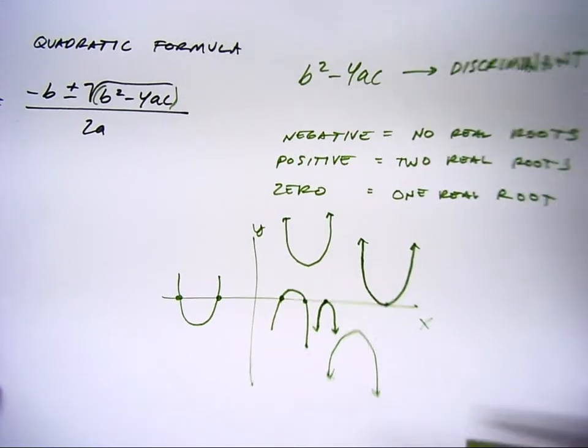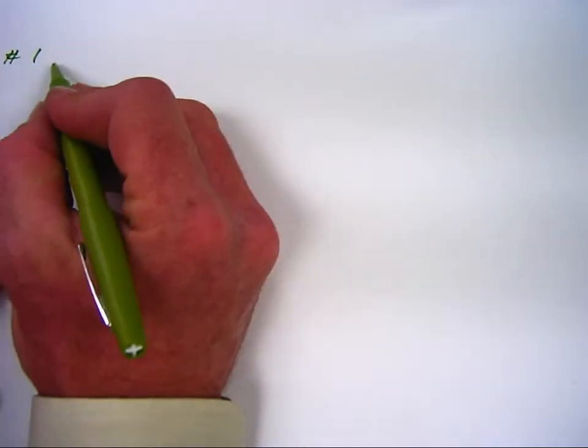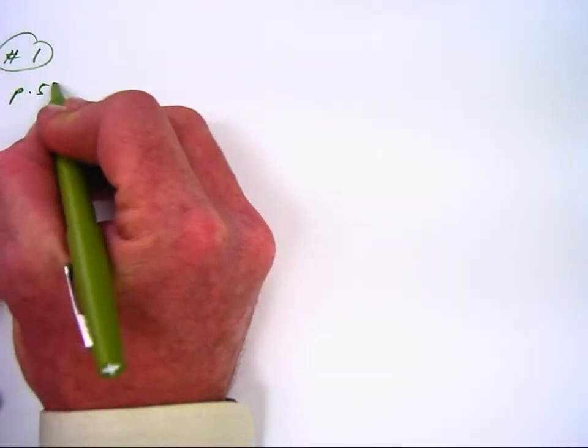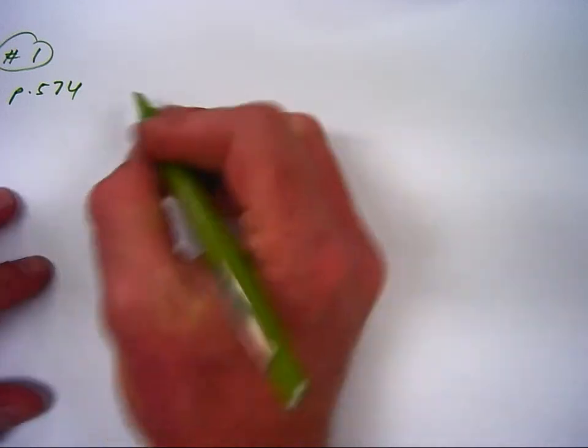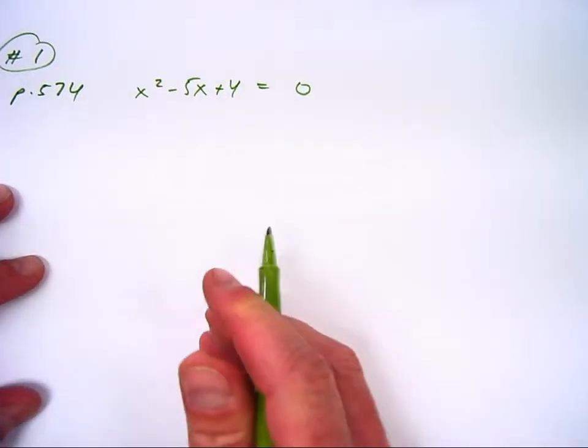Now I'm going to go over a couple problems. I'm going to do 1, 9, and 17. So number 1 on page 574 looks like x squared minus 5x plus 4 equals 0.